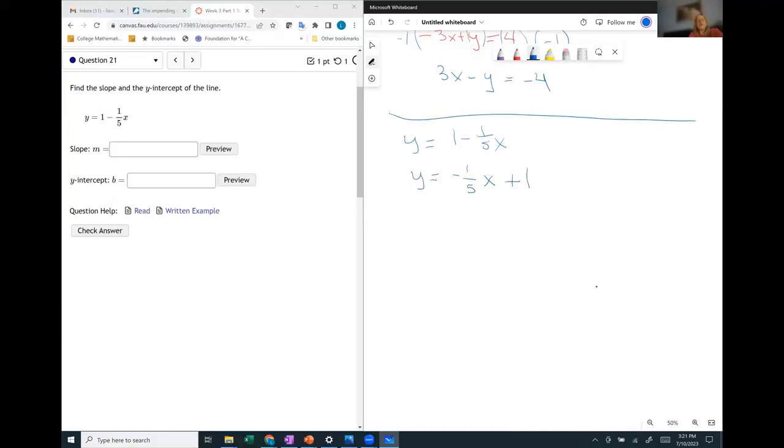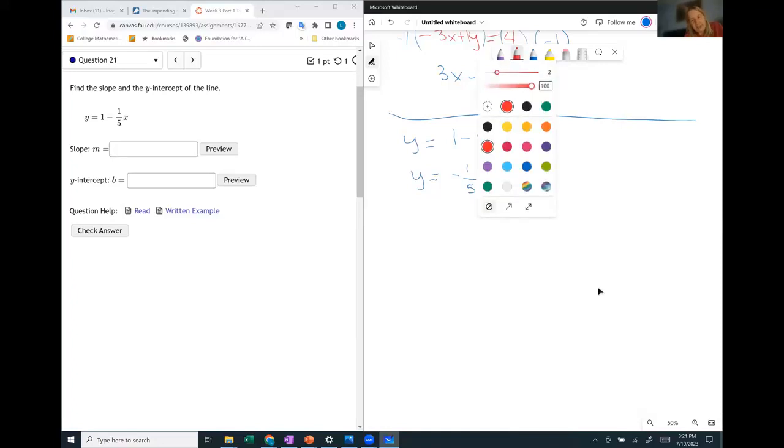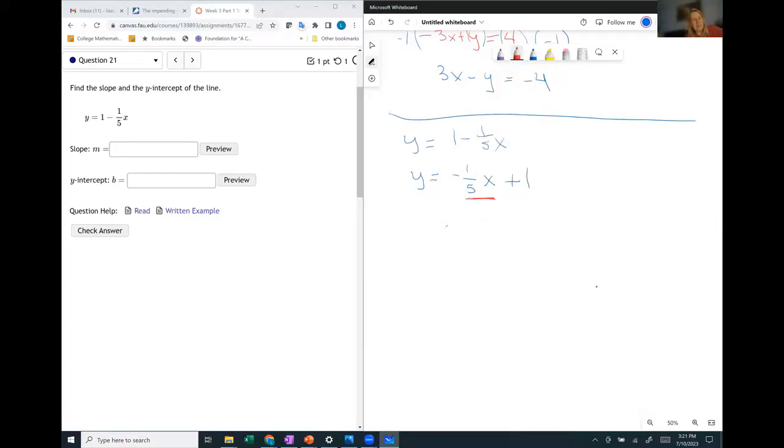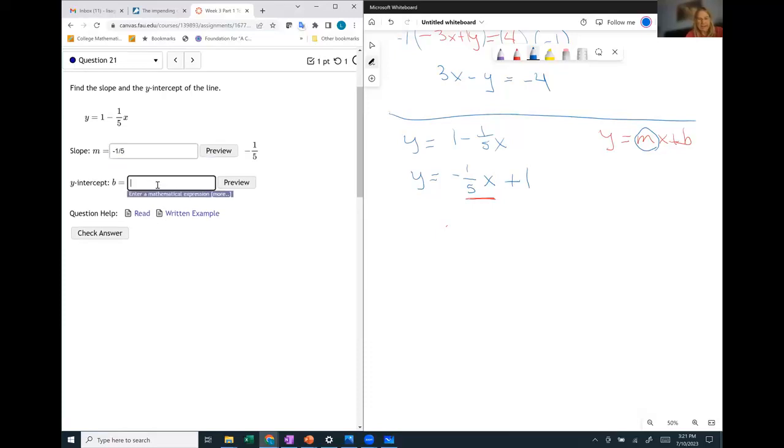We just need to change the order, and now here's the slope. I mean, you don't have to change the order, but if it helps you see what, it's not always whatever's first. It's whatever's next to the x. Remember, the equation is y equals mx plus b. And here, m is always in front of the x. So my slope is going to be -1/5. And my y-intercept is +1.